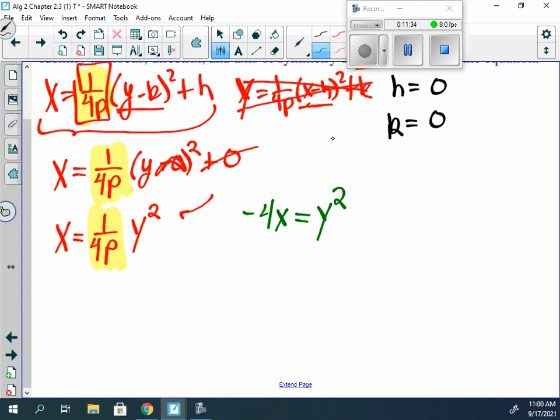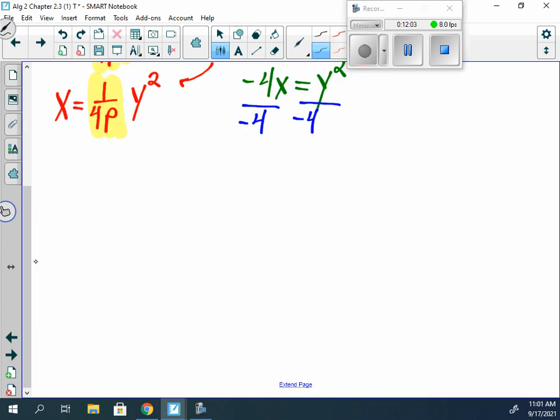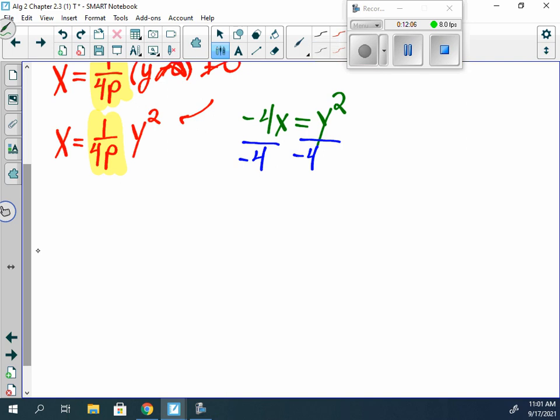Now, if we look at the equation, what do we have? X equals 1 over 4p times y squared. The x is by itself, yes? And in this equation, do we have x by itself? No, but we need to get it by itself, yes? So what can I do to get it by itself? Divide both sides by negative 4. Because negative 4x divided by negative 4 is just going to be x. And over here we'll have y squared over negative 4.